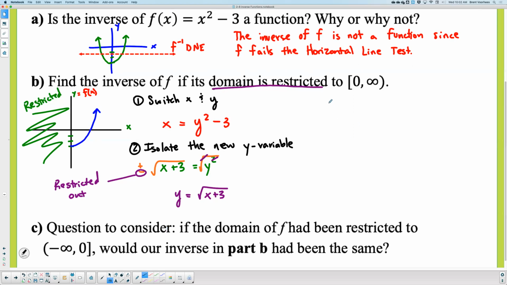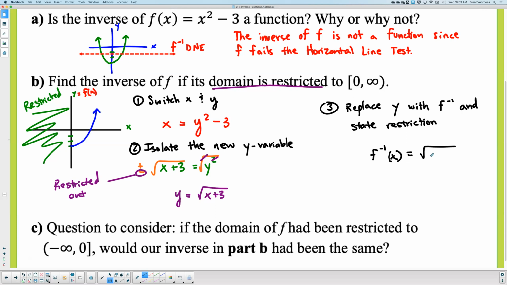The third step, which the textbook listed earlier as 4, I'm going to do as 1, is you replace y with, what's the symbol if it's a function after being restricted? With function notation, yeah, f inverse. I'm going to put these together, state restricted and state restriction, because you really need to do them together. The only reason this is a function is because we're going to say f negative 1 of x equals square root of x plus 3.